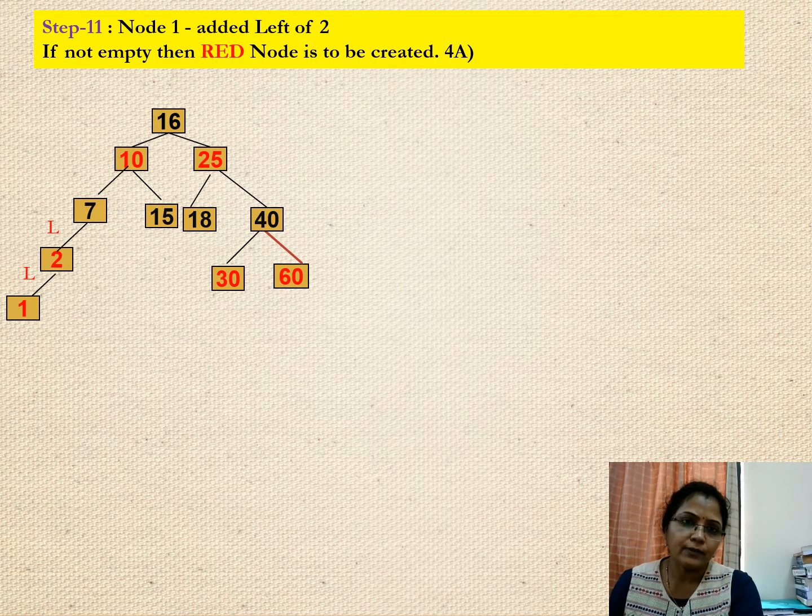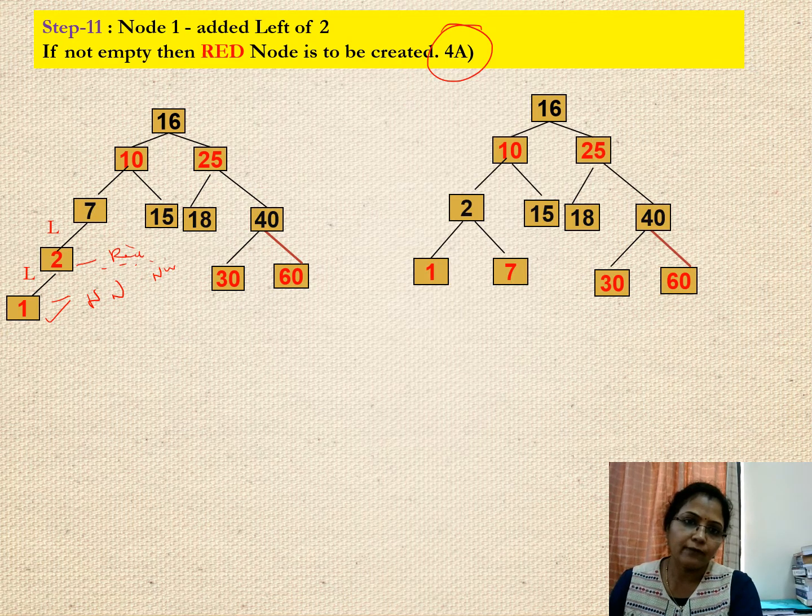Step 11: node 1 is to be added on the left of 2. So 1 is added here. Now you can verify that node 1 is a new node. Its parent 2 is a red node and its sibling is null. So we'll be applying rule number 4A here. Directly the rotation is to be performed and then recoloring. So we'll be performing the LL rotation here. Then 2 will become the root node and 7 will be stretched down on the right-hand side. That arrangement is shown here, and 1 and 7 are red and 2 is black. Those colors of the earlier pattern will be stored the same way.